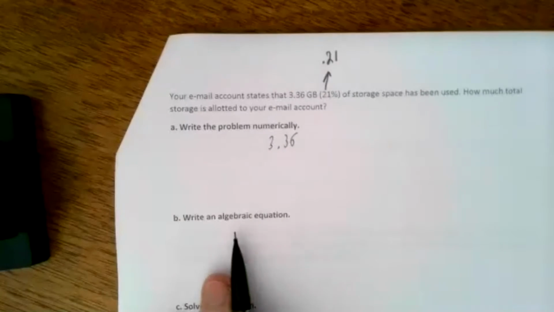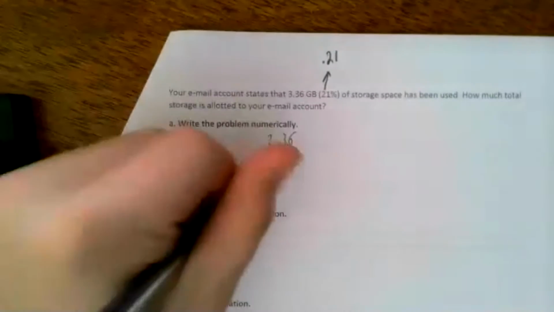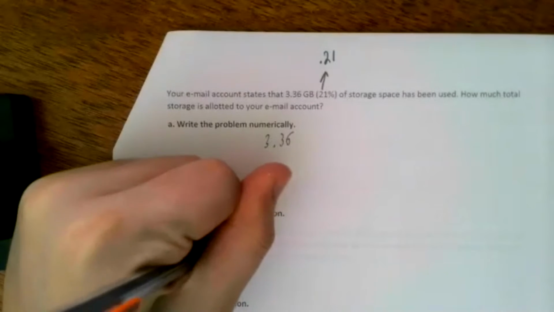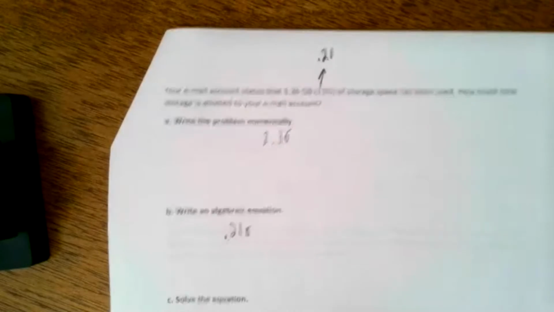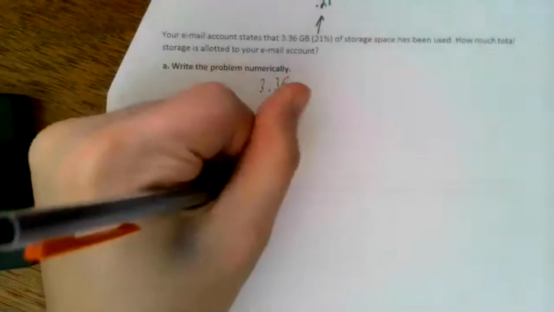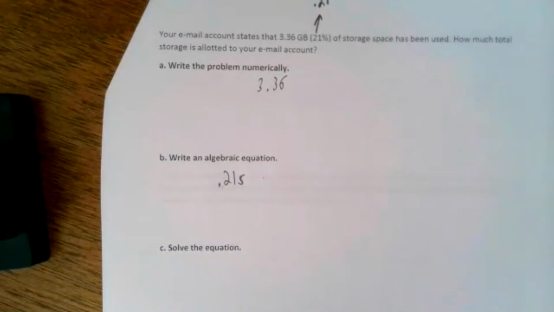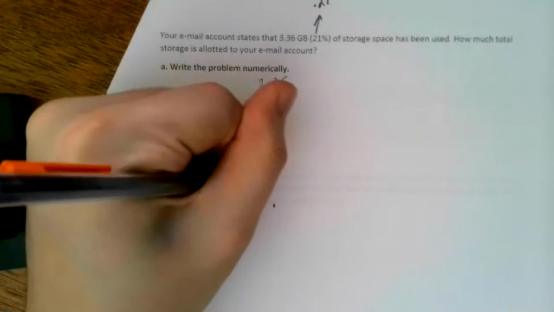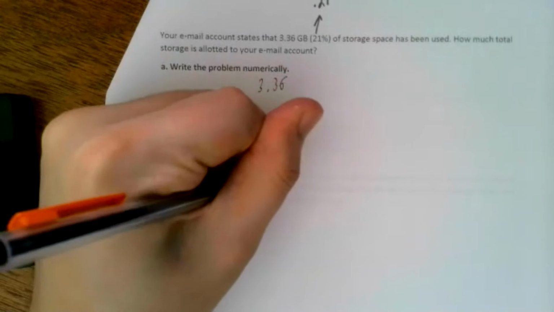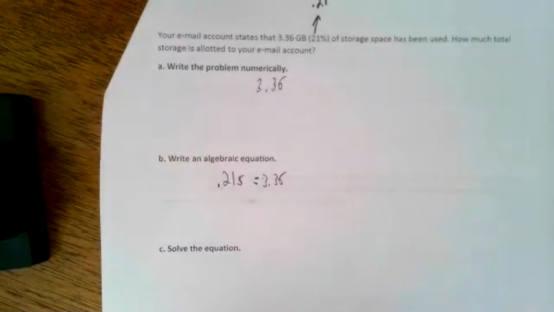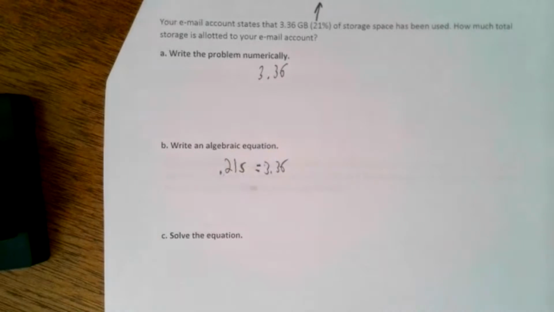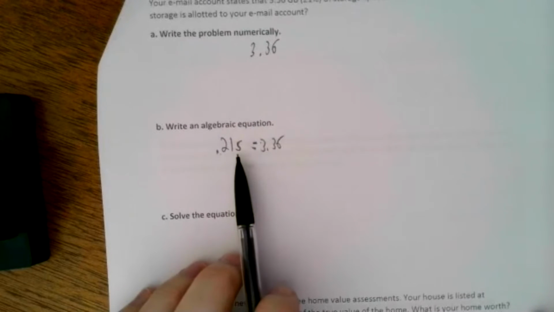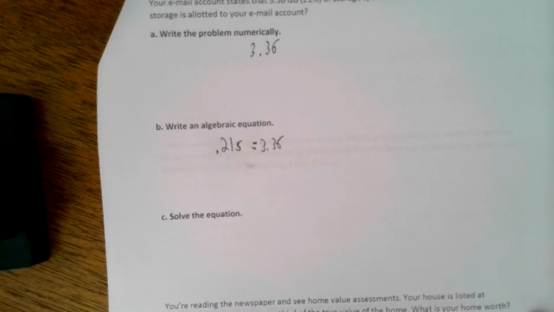Yeah, so let's do it algebraically then, because I think you're on the right track. What variable do you want to use? S for storage. Sure. So we have 21%, or 0.21 of the storage is going to equal the 3.36 in the storage, right? So maybe that's a little bit more intuitive way to think about it than numerically. So what can I do to solve for S here?